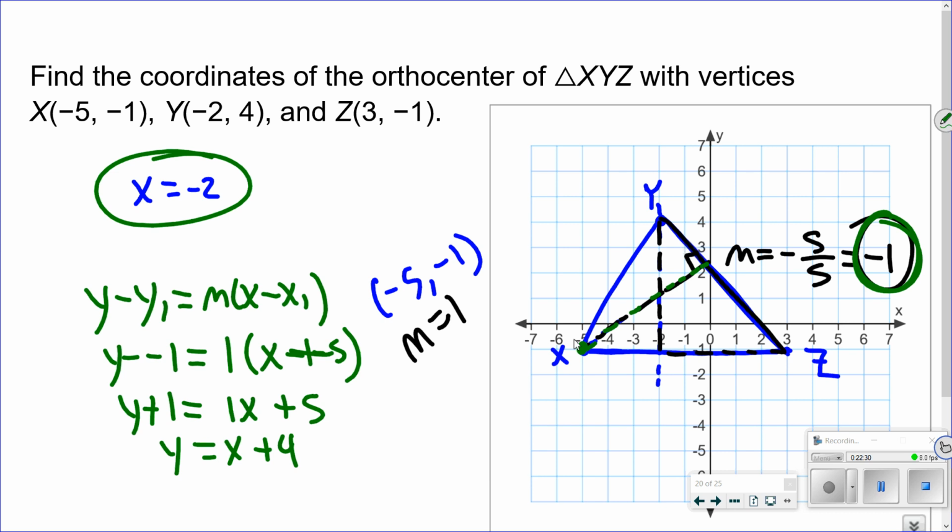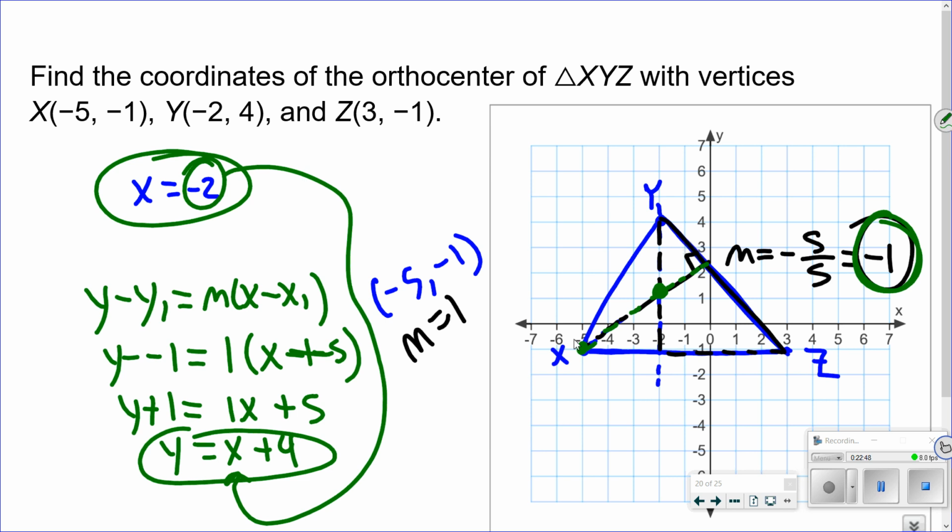So I want to find out where that line, outlined in black in there, and this line cross, because that point right there will be the orthocenter. So to find that, I can just do substitution. If I take this -2 and put it in for x right there, that will tell me what y is equal to. So y is equal to -2 plus 4. Well, -2 plus 4 is 2. So my point is at -2. Sorry, I was off by a little bit. The actual point where they should have crossed was right there. So my line should have been up just a little bit higher right there. Okay, so there's my answer. The orthocenter is at -2, 2.